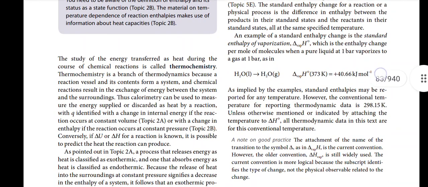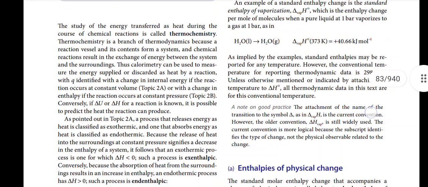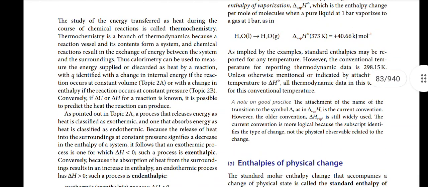The study of the energy transferred as heat during the course of chemical reactions is called thermochemistry. Thermochemistry is a branch of thermodynamics because the reaction vessel and its contents form a system, and chemical reactions result in the exchange of energy between the system and the surroundings.